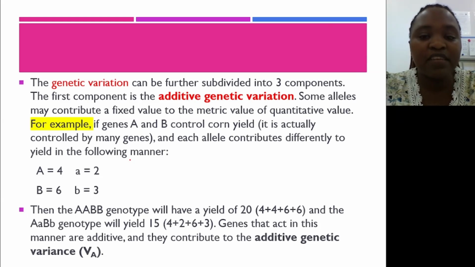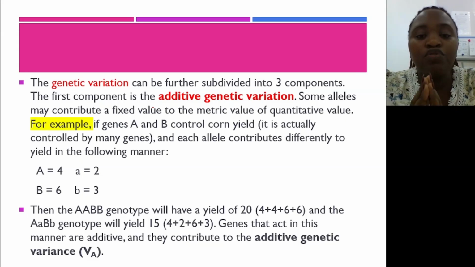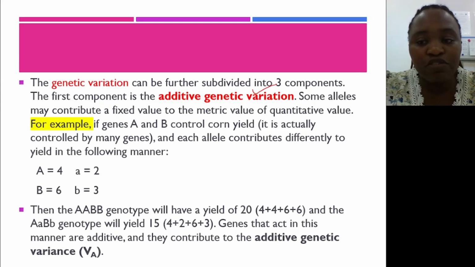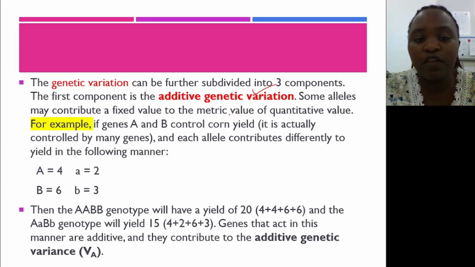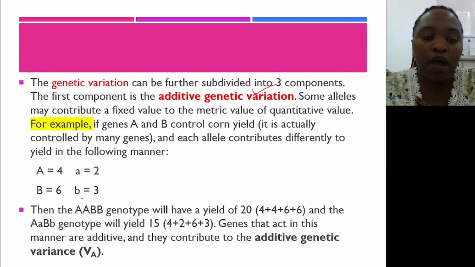The first component is the additive gene factors, which we call additive genetic variation. Some alleles may contribute a fixed value to the metric value of the quantitative trait. For example, if genes A and B control corn yield, it is actually controlled by many genes, and each allele is going to contribute differently to this yield.